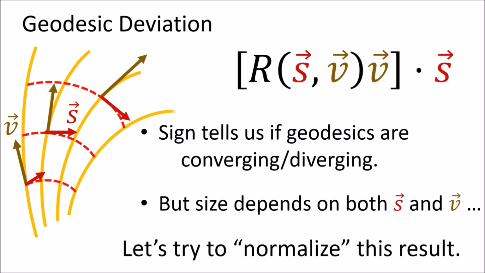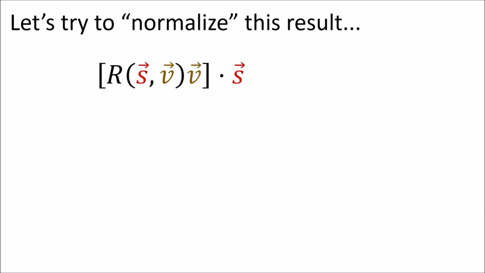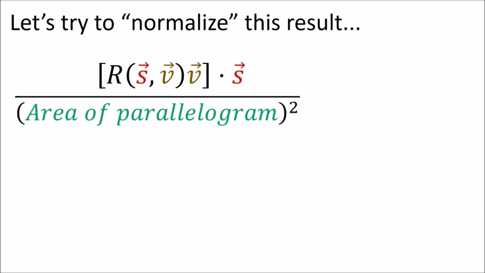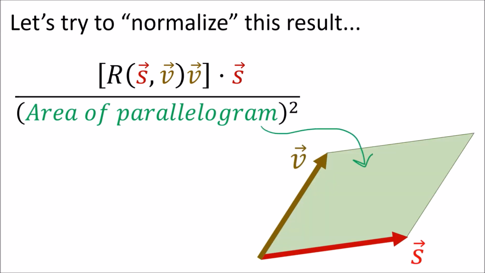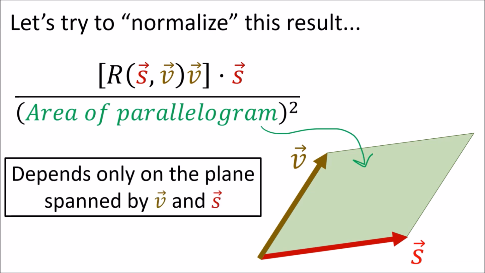It would be nice if we could normalize this result so that it doesn't depend on our choice of the S and V vectors. And I'm going to tell you now that if we take this term and divide by the square of the area of the parallelogram formed by S and V, then the result no longer depends on the size of the S and V vectors. It only depends on the choice of plane that S and V live in. So now I'll cover how we get the area of the parallelogram formed by S and V.